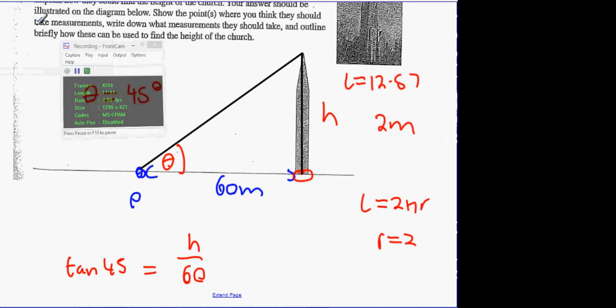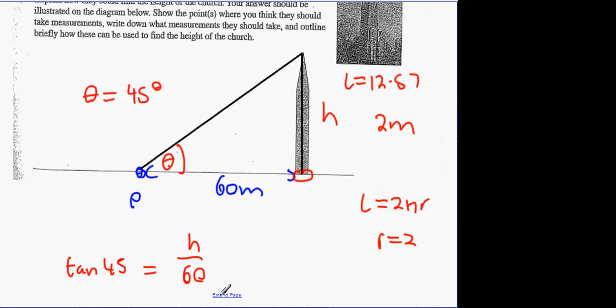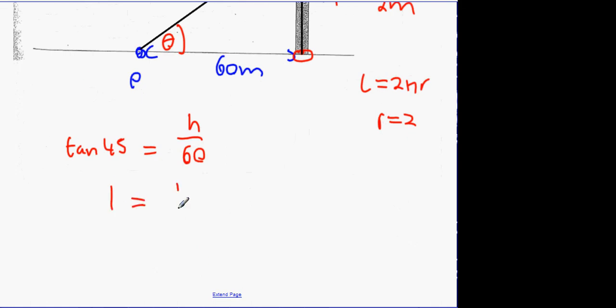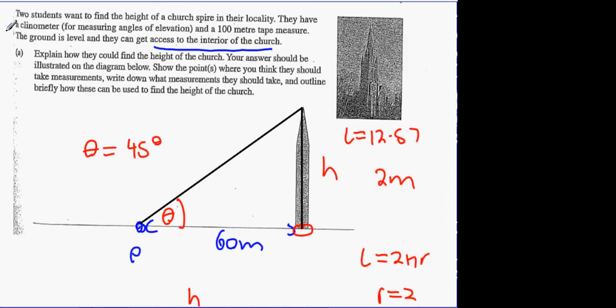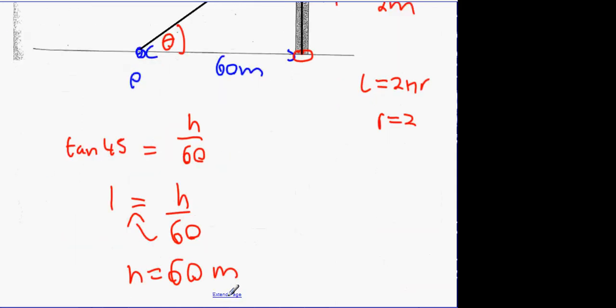Tan 45 is 1. 1 equals h over 60, cross multiply, h equals 60. This means that the height of the church is 60 meters tall. Now, what they want us to do is explain how they could find the height of the church. What did we do first?